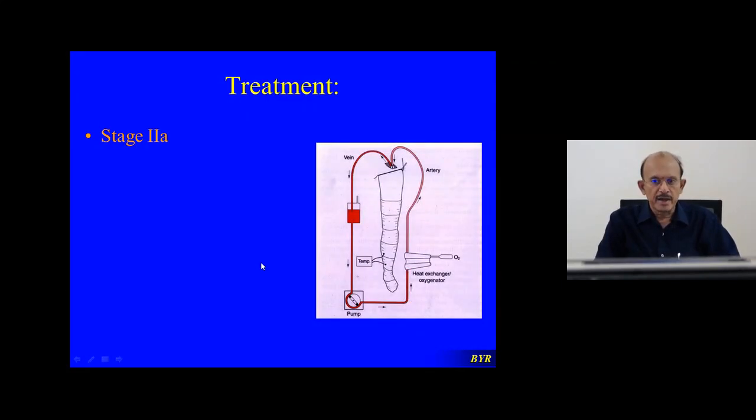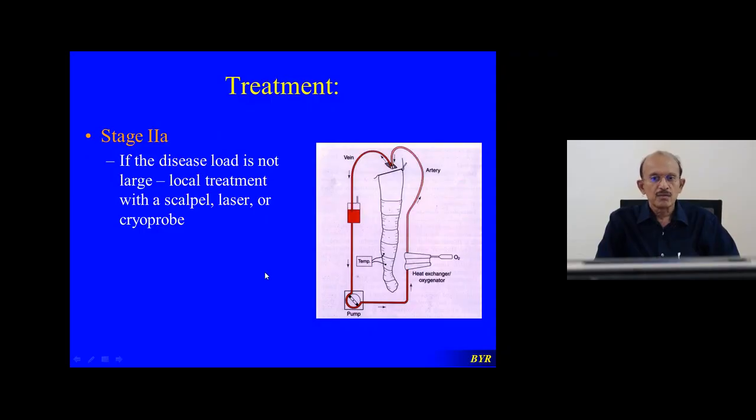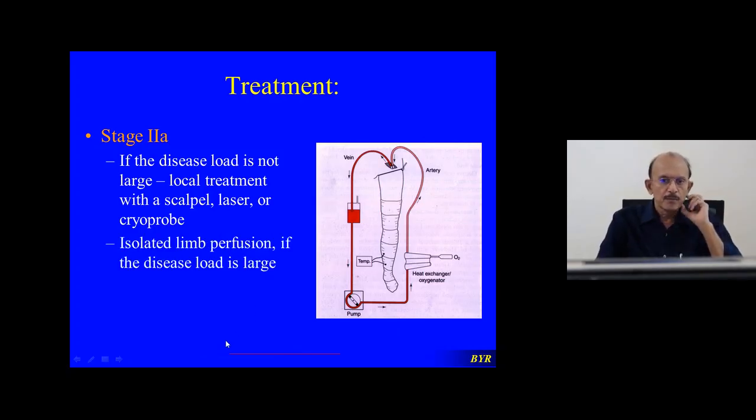Then stage 2A. What is stage 2A? Presence of satellite nodules. Whenever there are satellite nodules, we call it stage 2A. If the disease load is not large, local treatment with the scalpel, laser, or cryoprobe is done. So those satellite nodules are scraped away, if there are just a few. If the disease load is large, there are multiple satellite nodules over the limb, then you go for isolated limb perfusion.